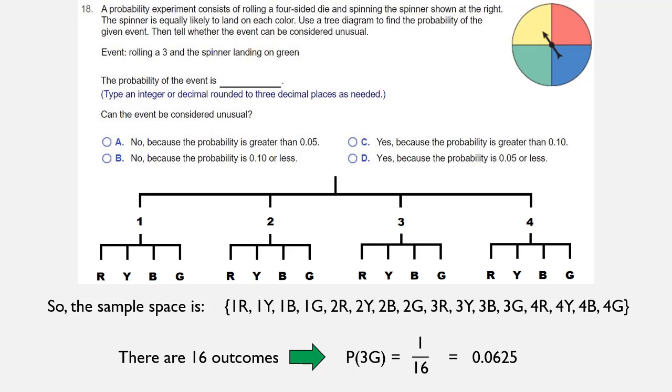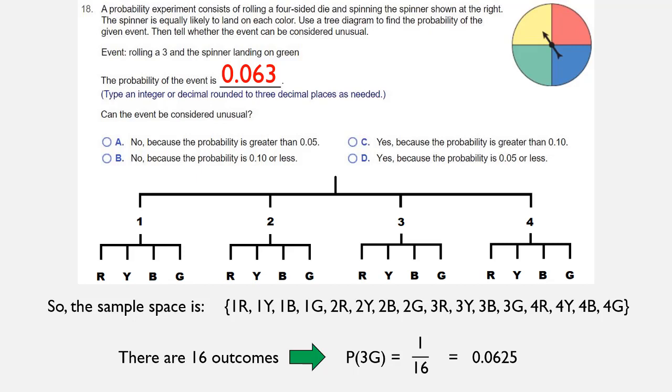Now, up above, it says type an integer or decimal rounded to 3 places as needed. So if we round this to 3 places, we get 0.063. The next part is, can the event be considered unusual? The way that we determine if something is unusual or not is by asking ourselves, is it less than 5%, which as a decimal is 0.05. That's going to be our boundary for unusual.